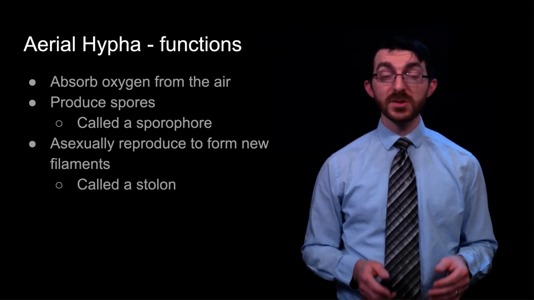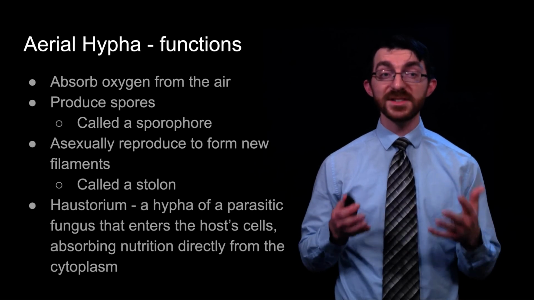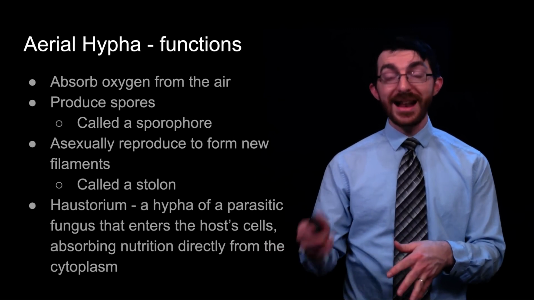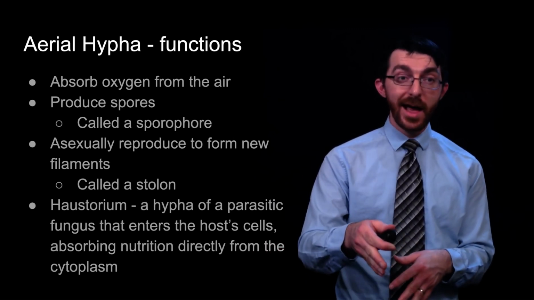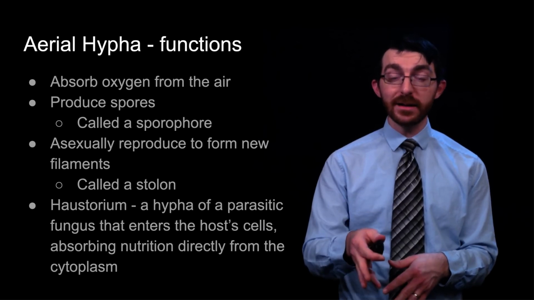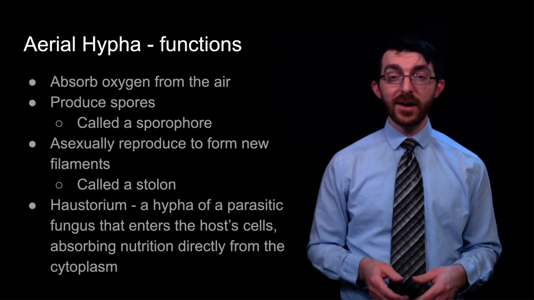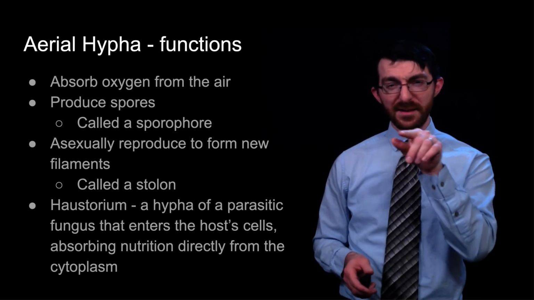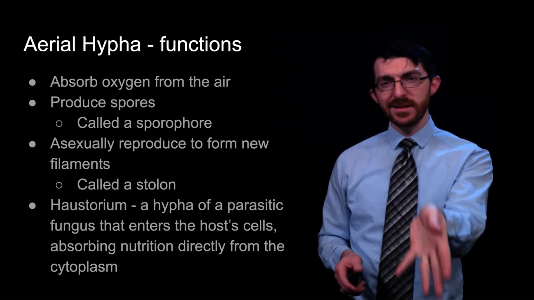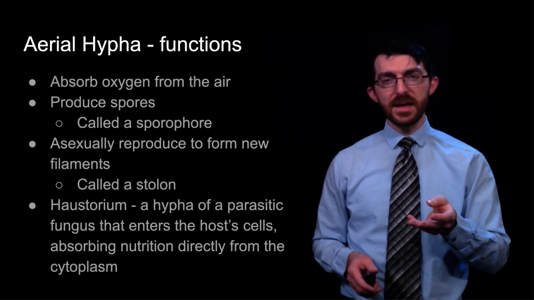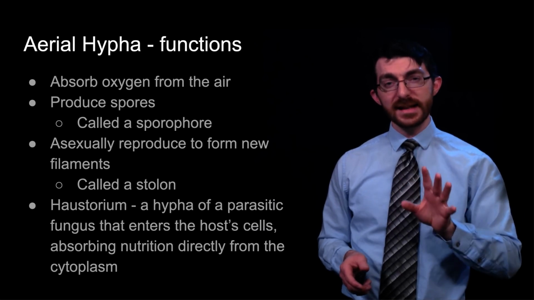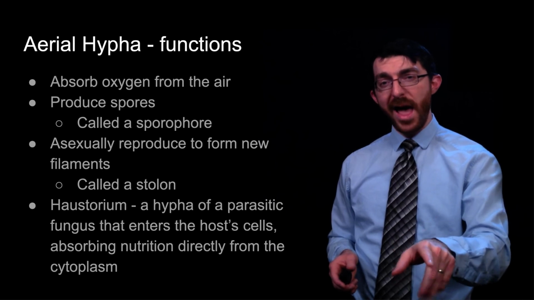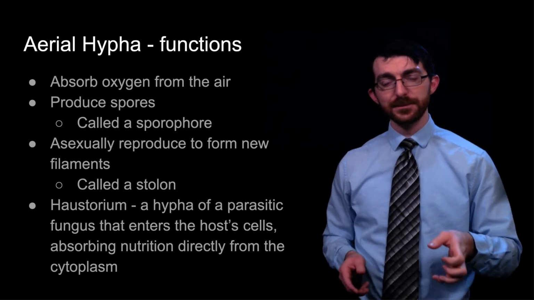And last of all, a haustorium. That is a hypha of a parasitic fungus. Remember, that's one that benefits from another organism at its expense. It enters the host's cells, and it absorbs nutrition directly from the cytoplasm. You can think of it almost like how a mosquito can stick its needle mouth into your blood vessels and take blood out for its nourishment. This would be a filament of cells, a hypha, that can enter into a host cell and just suck the nutrition out of it.